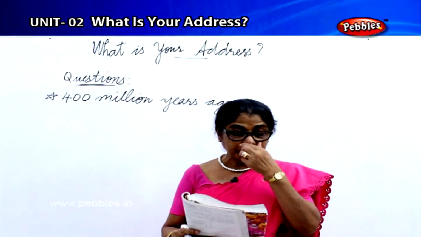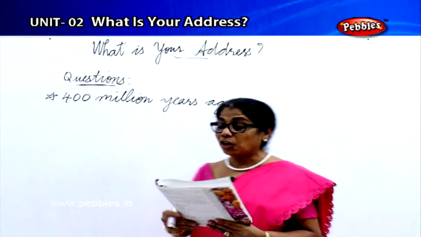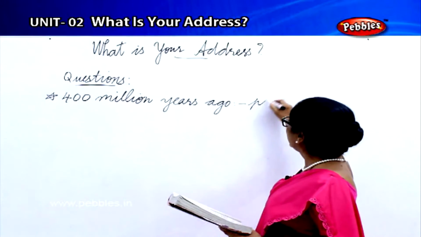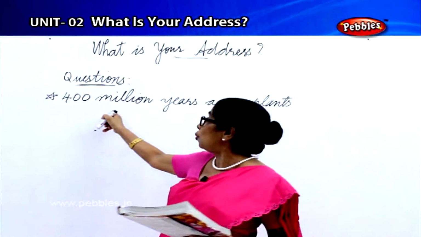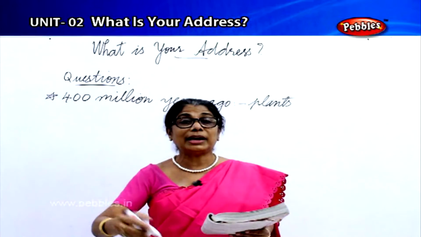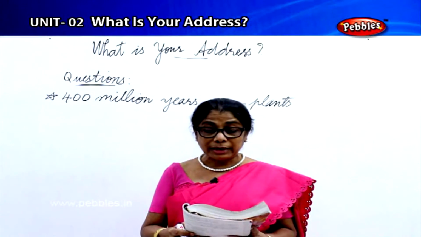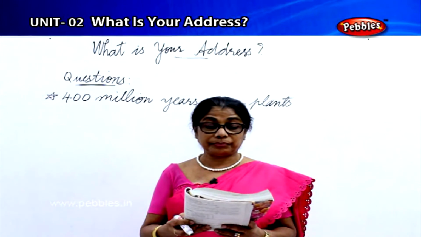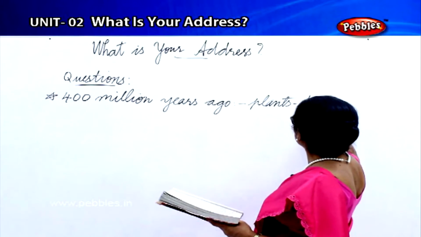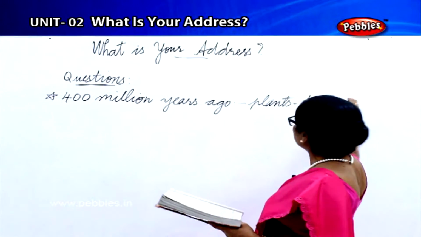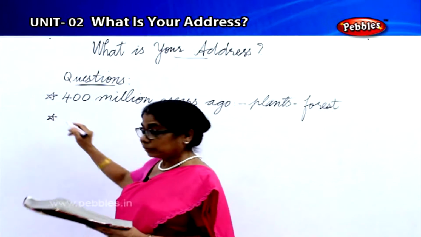What happened 400 million years ago? Look into the text and say, plants appeared, spread, evolved. So many years ago, plants. Look at that. Plants emerged 400 million years ago and you and I busy cutting off all the plants. Then they spread, evolved and adapted. Forests came to be.